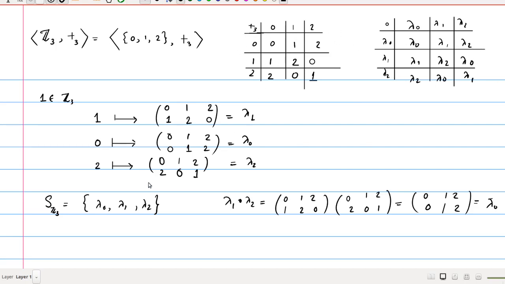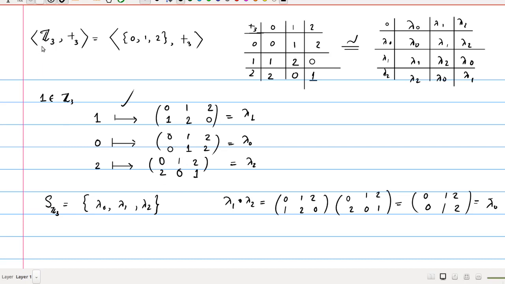Okay, once you construct permutations using the elements of Z3, those permutations make a group with respect to permutation composition. So when you consider this correspondence, where 1 goes to this, 0 goes to this, and 2 goes to this, these two groups are isomorphic. That means there is a one-one onto homomorphism from this group to this. In fact, that mapping is nothing but this one. Okay, this is the way we prove the next theorem.